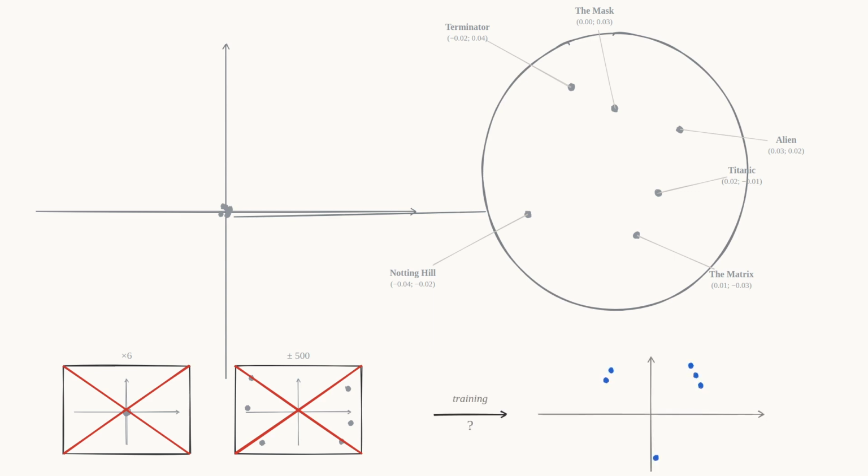So let's fix, explicitly, the promise that training will have to keep. Out of this gray cloud must come that blue map from the embedding scene. Sci-fi clustered, romances clustered, and nobody ever telling the model a single genre. Hold that promise in mind. The whole training part of this film is the story of how it gets kept. Meanwhile, back to user 17.